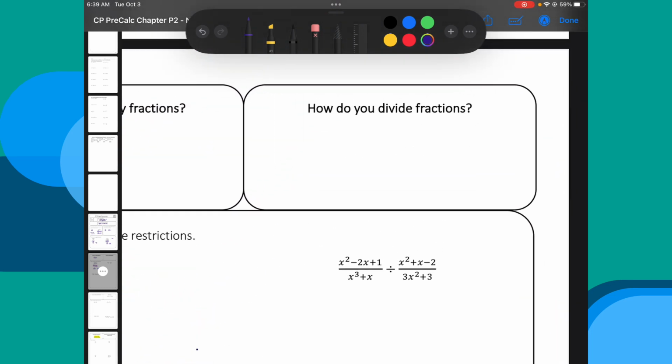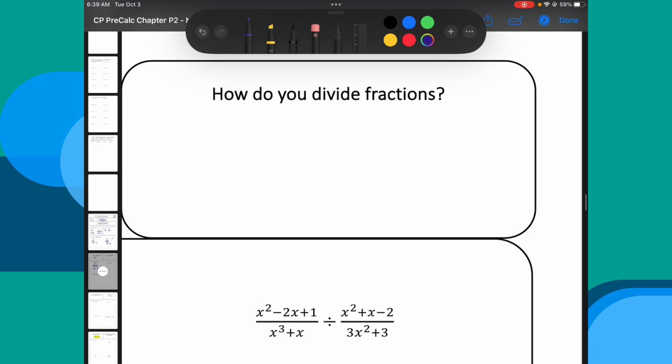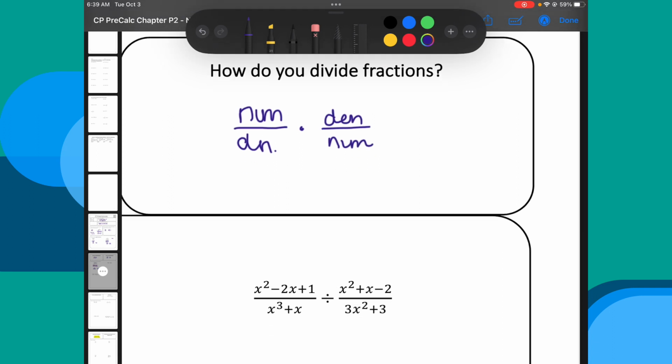Okay, let's talk about how we divide fractions. When you divide fractions, you have your original numerator over your original denominator. You are going to change it from division to multiplication, and you're going to flip the second fraction. So now the denominator is on top and the numerator is on the bottom. Then it just converts back to how you would multiply.